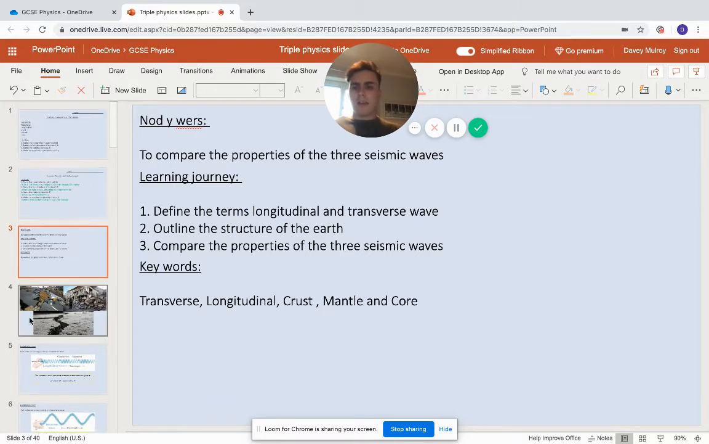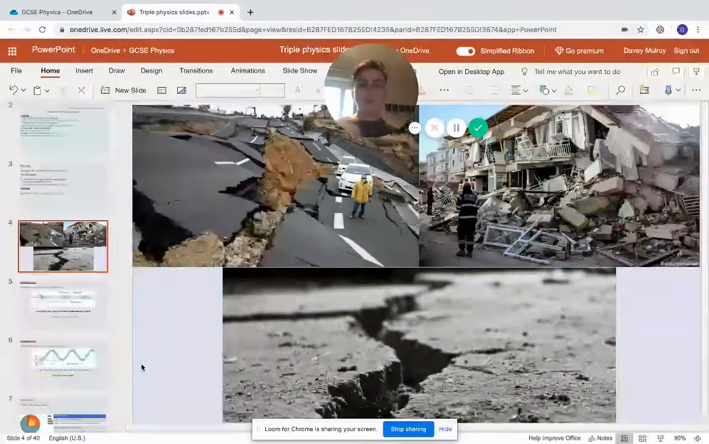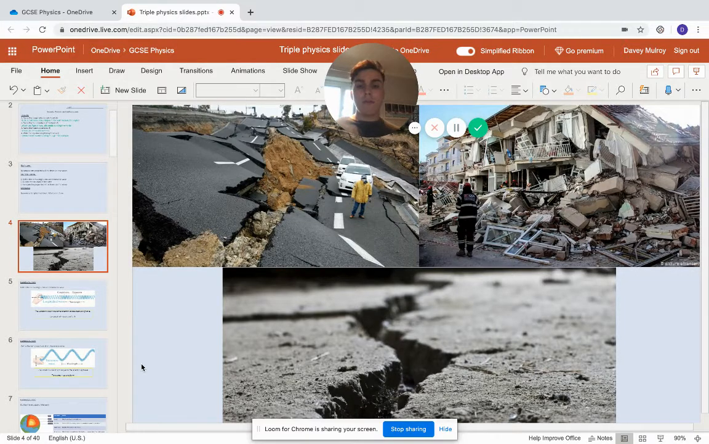Now, before we start looking at this learning journey, let's just really link this topic to real life. Seismic waves has got everything to do with earthquakes. A seismologist is somebody that studies earthquakes. A seismometer is a machine which studies the strength of earthquakes. And seismic waves is all about the waves linked to earthquakes. Now, even though we're talking about waves linked to earthquakes, they still fall into the category of waves that we have studied in year 7, 8, and 9.